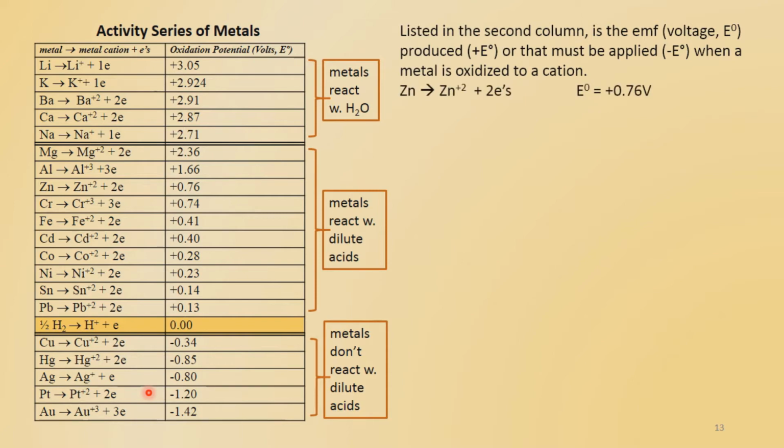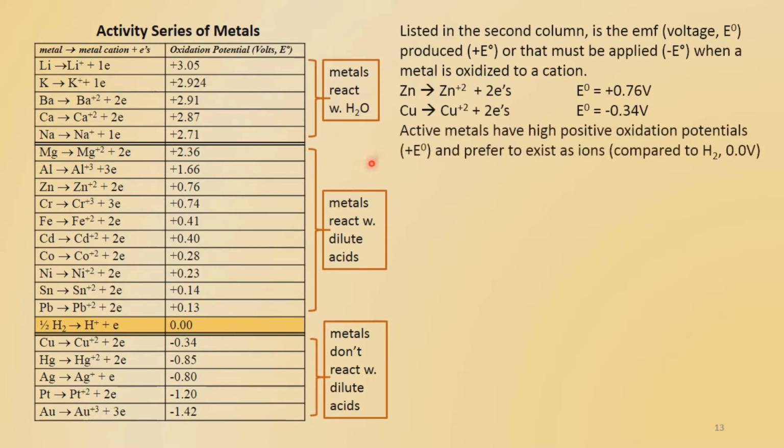So let's look again at our example. Zinc being oxidized to zinc plus 2, that's favorable, plus 0.76 volts. Copper being oxidized to copper plus 2, that would be unfavorable, negative 0.34 volts. So active metals, those that are higher on the table, have high positive oxidation potentials. That means they prefer to exist as ions compared to hydrogen, which is added as a reference, set to 0, and all the other elements are compared to it.